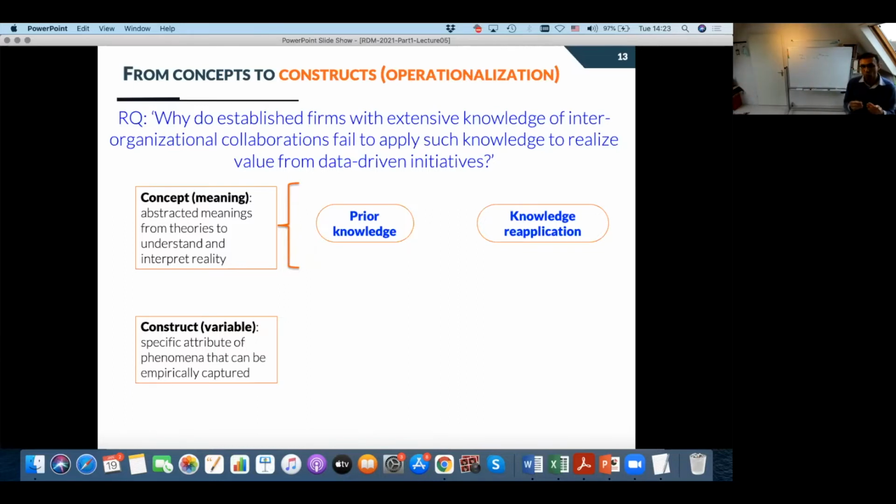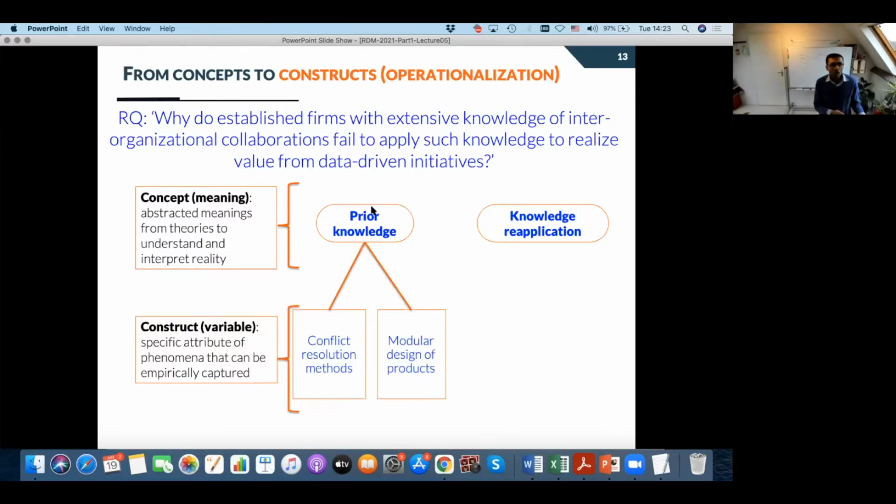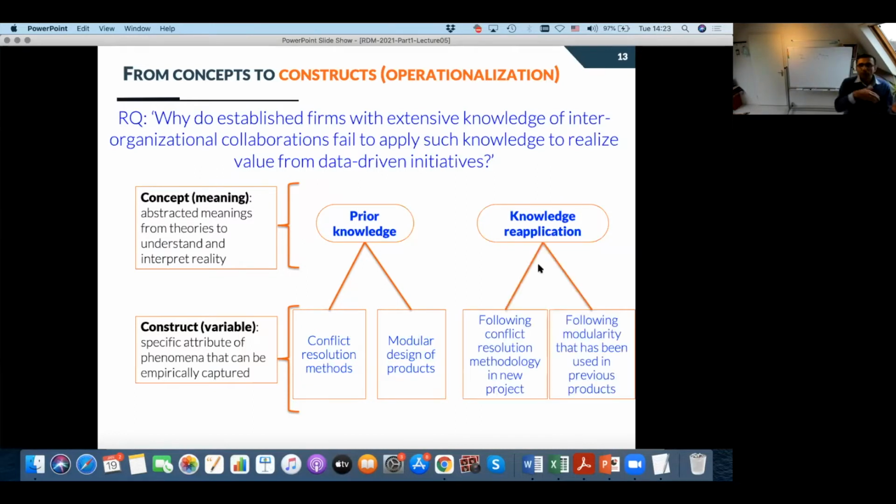That is called a construct. For instance, you can think about the knowledge of conflict resolution. When you talk with these companies, you realize that they learned some lessons, some practices, some methods of resolving their conflicts in their interorganizational collaboration. Or the knowledge of modular design, for instance. And in terms of the knowledge reapplication, you find these empirical or concrete equivalents of these concepts, which are constructs.